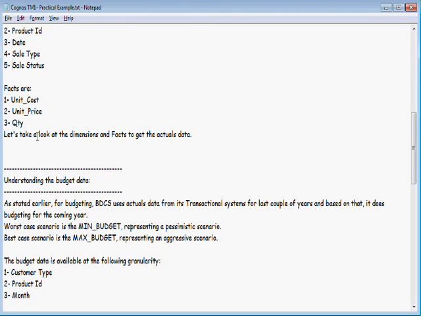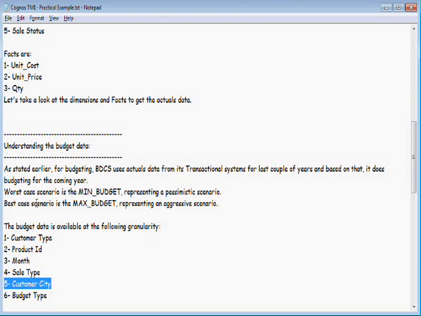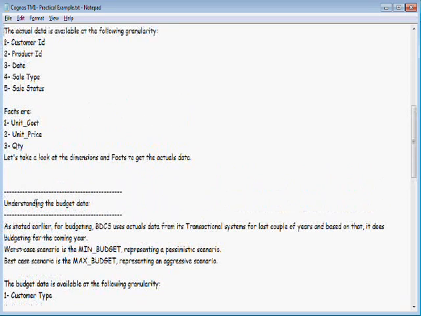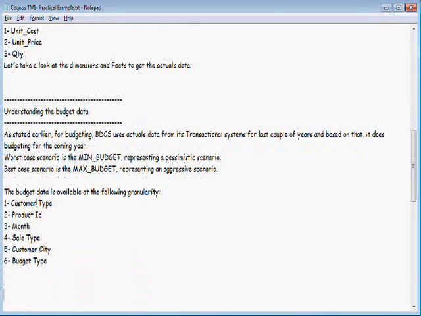And then we have sale type. This is fine, but there is another level of customer city, which is at the budget, but the sales is at the customer ID level, the actuals, which takes care of the city and customer type. Let's look at it in our examples, how we take care of this difference of granularity.